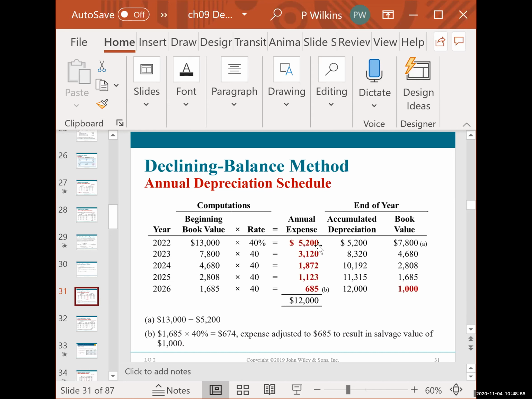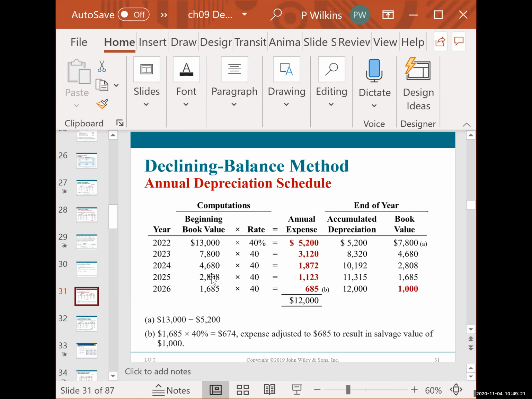So the first year, the depreciation expense was $5,200. So that took the book value down to $7,800. That's that first line, all right? Then they take the $7,800 and multiply that by 40% the next year, and the depreciation expense is $3,120. So once they do that booking, the book value comes down to $4,680. Then they keep recalculating every year based on the new book value.